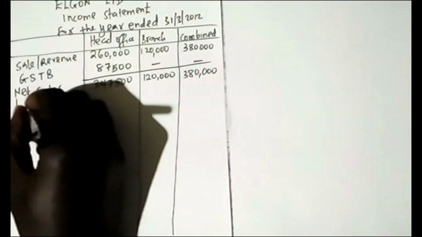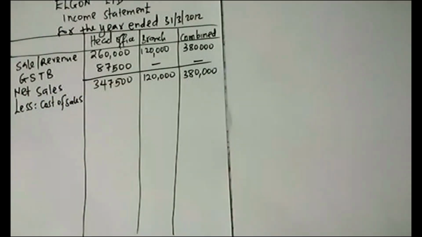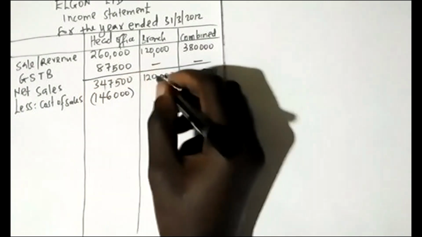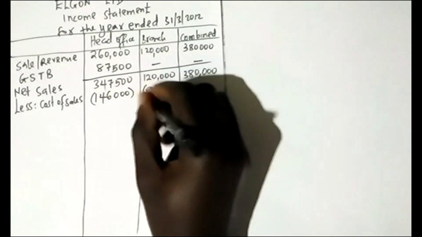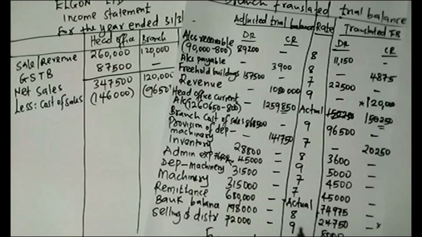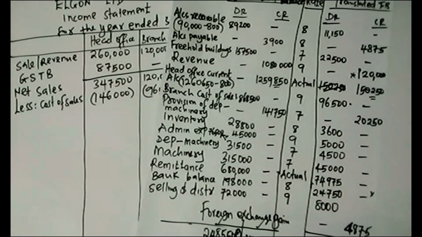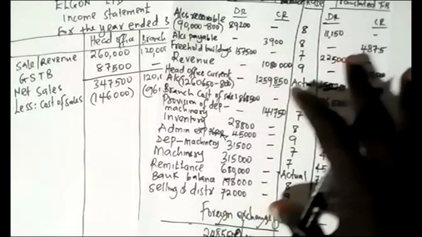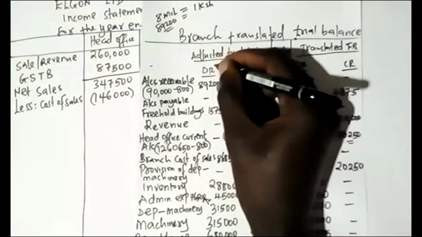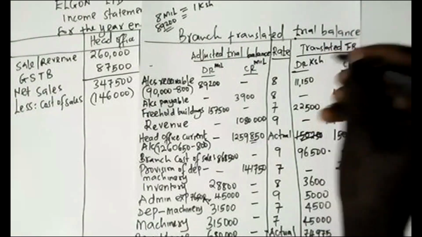Then less cost of sales. So the cost of sales is 146,000 and the 96,500. The 146 is direct from the trial balance, and this one is from the one we translated, the 96. So in short, once you pick the head office, then you pick from the one which you translated now to Kenyan shillings, because this one was in the branch currency. Then once I translated, I got Kenyan shillings.